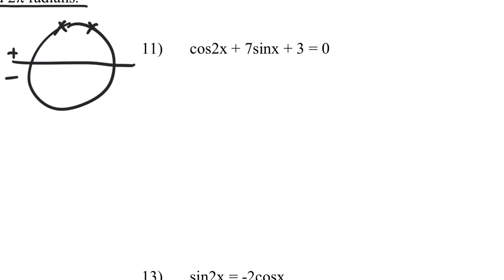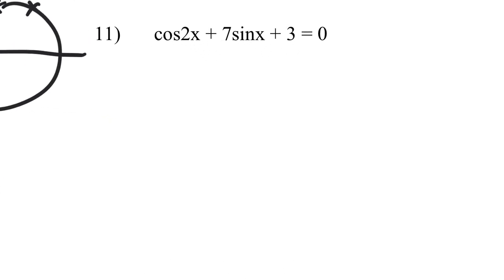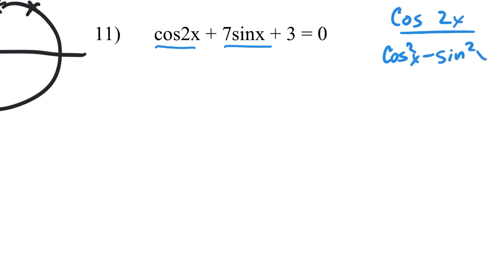Let's look at another one. So here's number 11, and I have a problem here. The problem I have is that I have cosine of 2x and sine x. Having those two different trig functions is going to make factoring this one a little bit more of a challenge. But I know that cosine 2x looks a few different ways. It can look like cosine squared x minus sine squared x. It can look like 1 minus 2 sine squared x. And it can look like 2 cosine squared x minus 1. So I have some options.